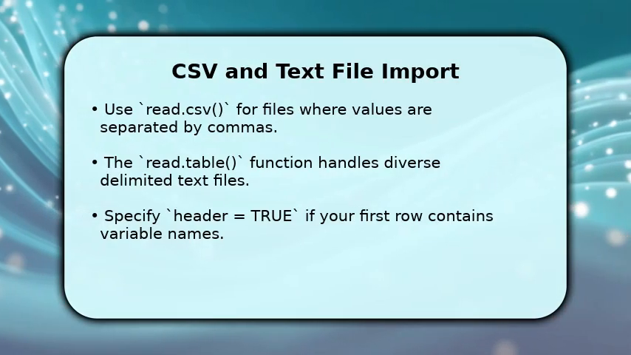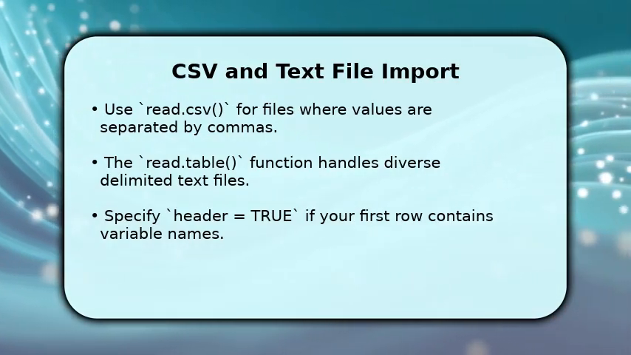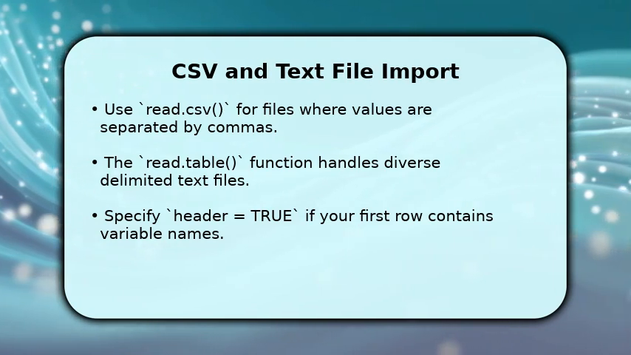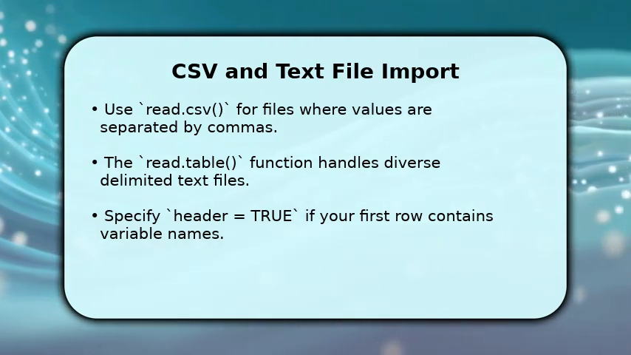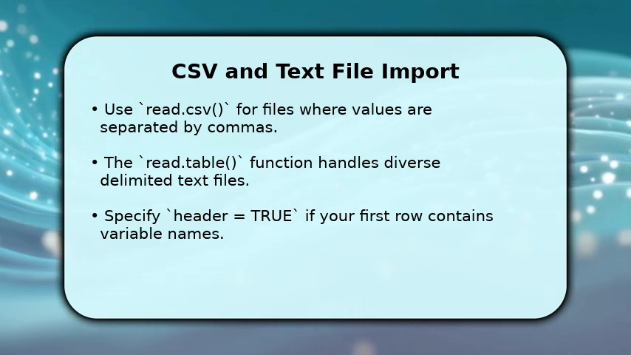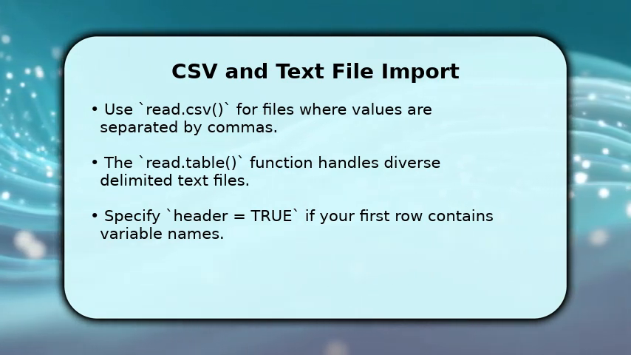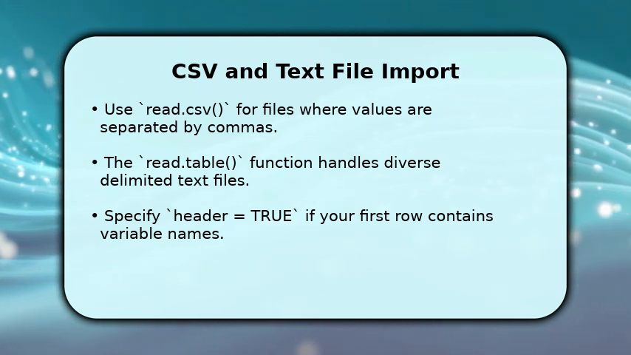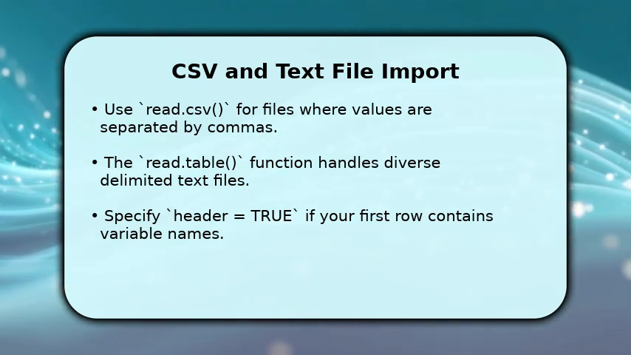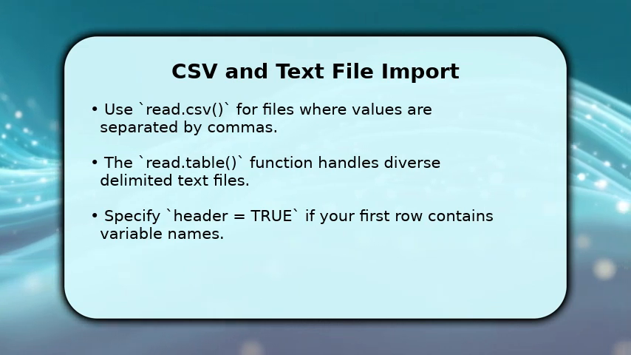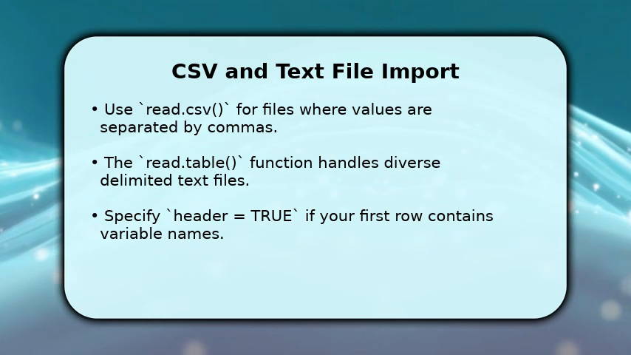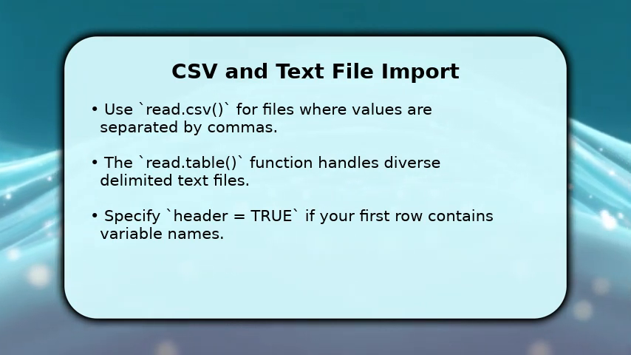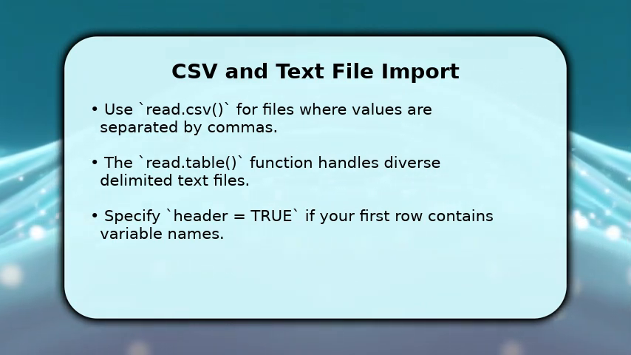Let's start with CSV and text files, which are very common. For comma-separated values, the read.csv function is your go-to tool. If your data uses a different separator like a tab or semicolon, read.table is more versatile. Remember to set the header argument to TRUE if your file includes column names in the first row. Also, consider sep for specifying the delimiter and stringsAsFactors for character columns.